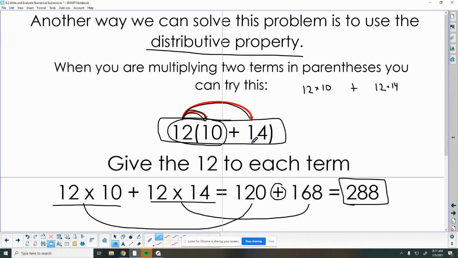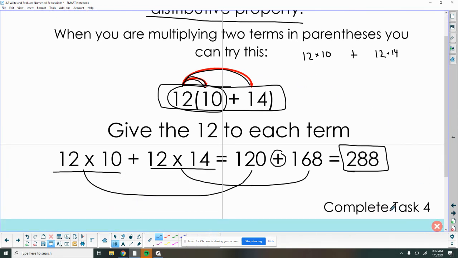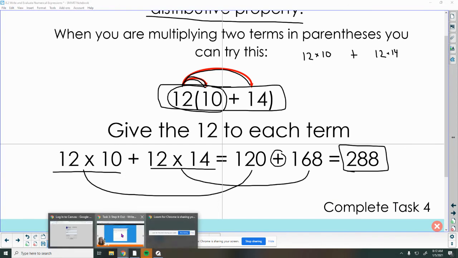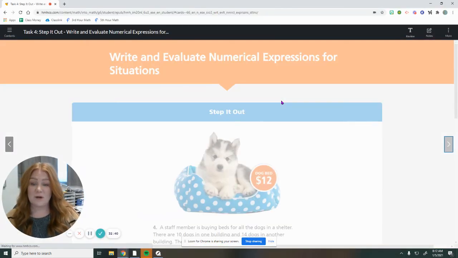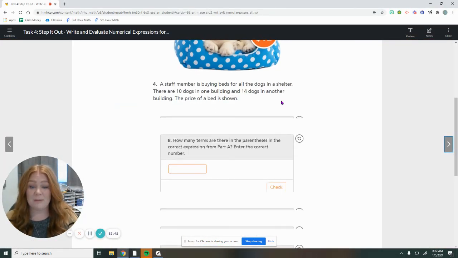So 10 plus 14 is 24, and I don't know 24 times 12 off the top of my head. But I could figure out 12 times 10 and 12 times 14 in my head, and then I added those together. So using that distributive property can help break things up into simpler pieces sometimes. Okay, so go ahead and complete task 4 here. So task 4 just goes over that same problem here.